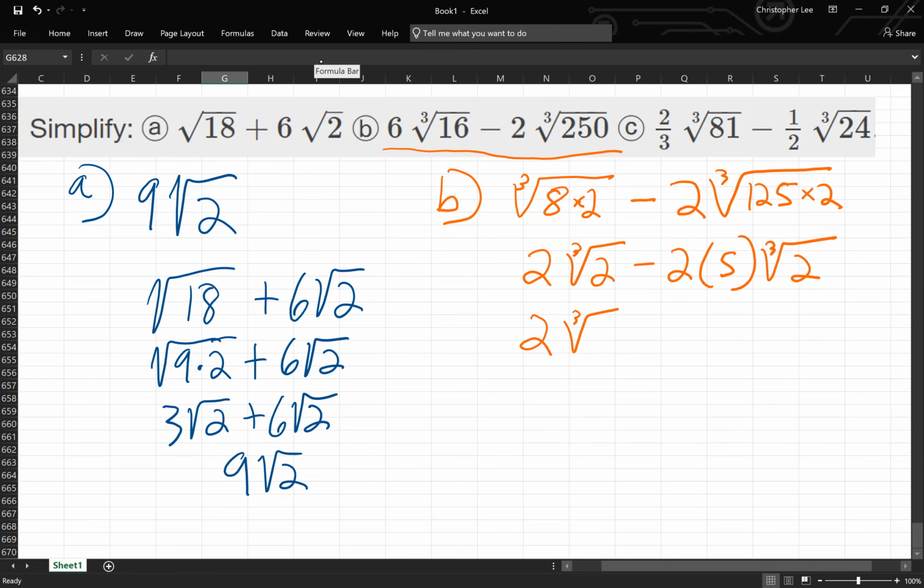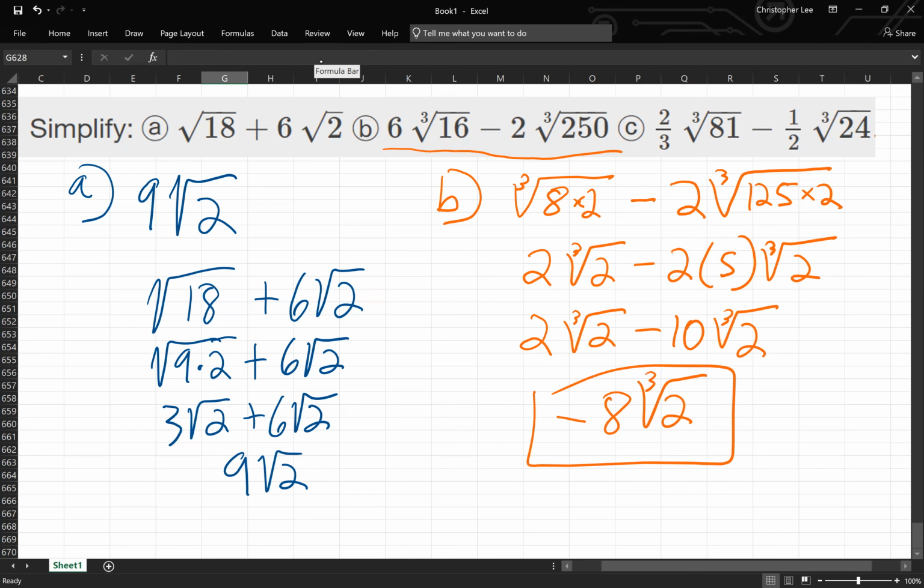2 cube root of 2 minus 10 cube root of 2. I noticed that they have the same radicand, same index. Just dealing with the numbers out front. 2 minus 10 is what? Negative 8, right? So negative 8 cube root of 2. Questions on that? We good? B.